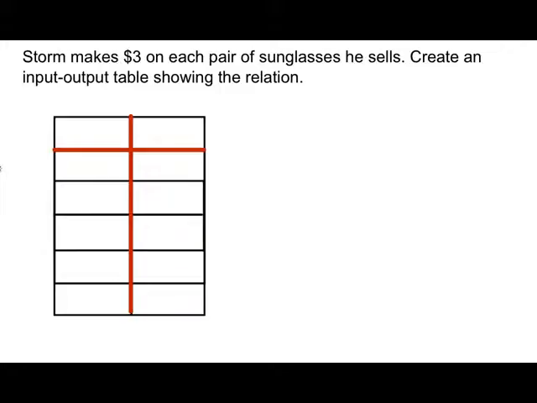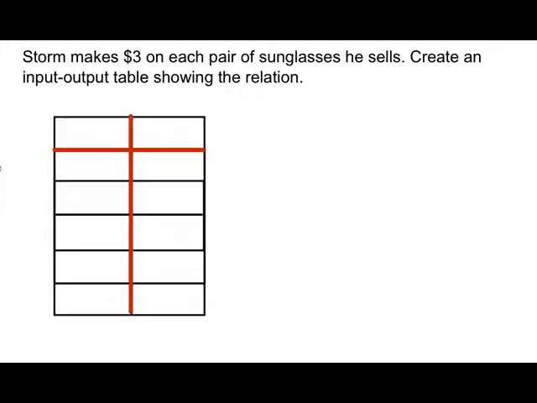Today we're going to review how to set up or create an input-output table for a given linear function. The first scenario I have is a real-life application. It states, Storm makes $3 on each pair of sunglasses he sells. Create an input-output table showing the relation. If you look, I've created basically a T-table with two columns, our input and our output. Now what we need to do is start by writing an equation.